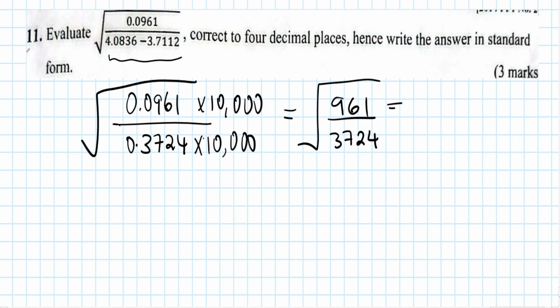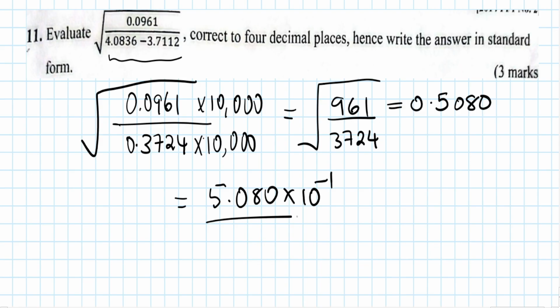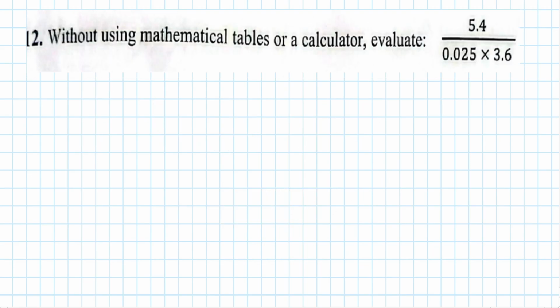So it's going to give you 0.5079, to 4 significant figures. So just write it as 0 point, because it's saying 4 decimal places, so it's going to be 0.5080. So in which we need to write it in standard form. It should be written as 5.080 times 10 to the power negative 1. So that is our answer.